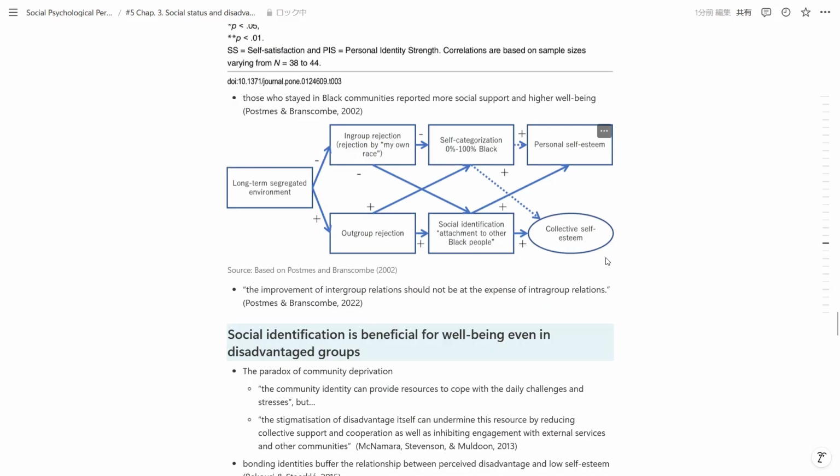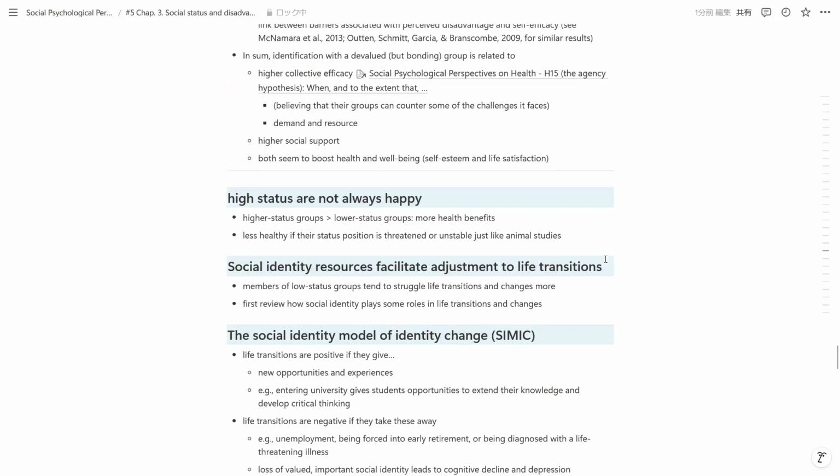And also, there are some studies showing that leaving a disadvantaged group is not always good for our health. That's because leaving a low status group can lead to rejection by former group members as well as rejection from new group members. So the relationship between social status and health can be pretty complicated.